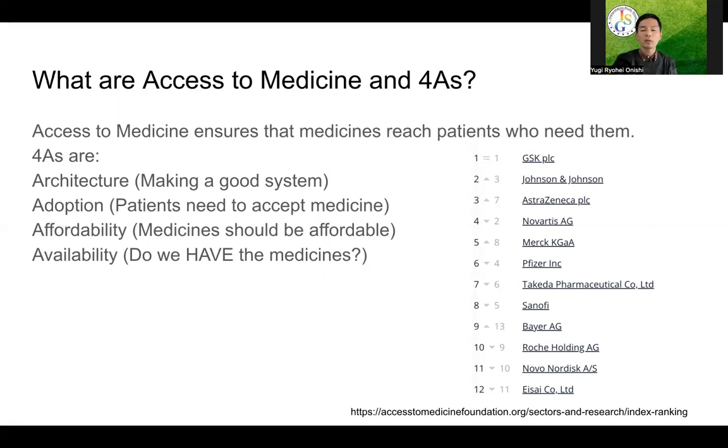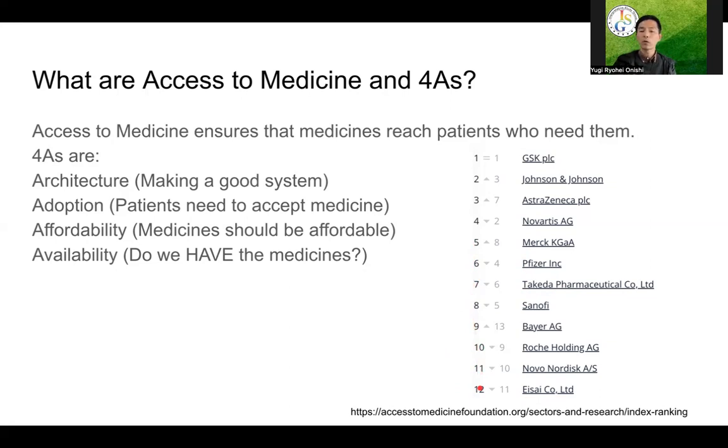Okay? And actually, access to medicine is a group. There is a foundation or group called Access to Medicine, and they make rankings of all the drug companies, pharmaceutical companies, about access to medicine. Are they doing good or are they not doing good? So they do the rankings here. So for ranking 2022, a company called GSK was the first. Second, Johnson & Johnson. Third, AstraZeneca. And so on. And number 7 is Takeda, right? And number 12 is Eisai. Okay? So Japanese pharmaceutical companies are also ranking in 7 and 12, okay?